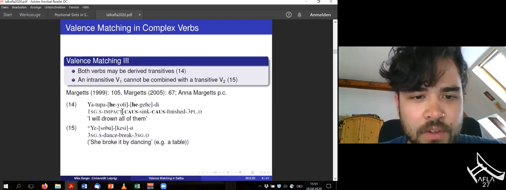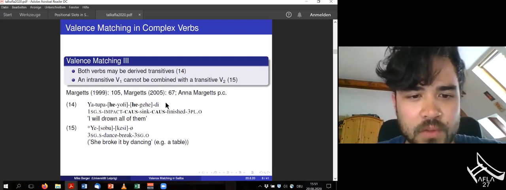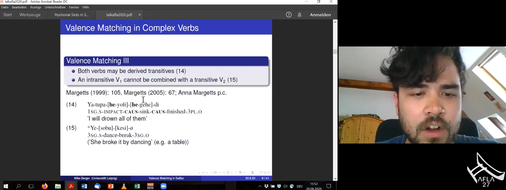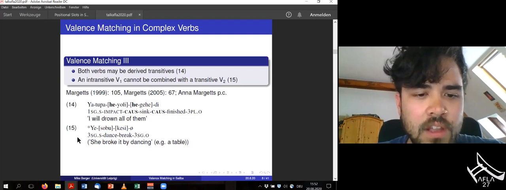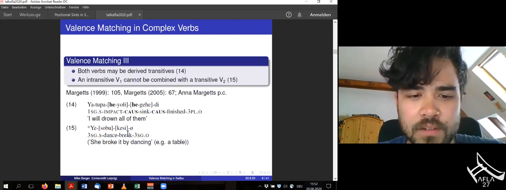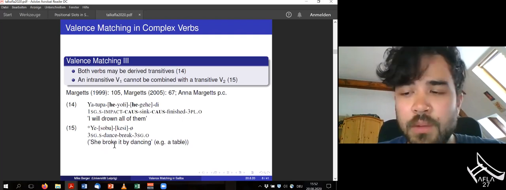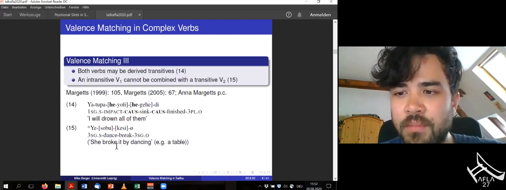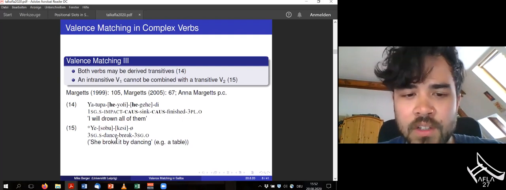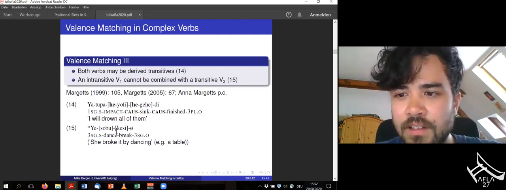14 is just to show you that both verbs can be derived transitive. So we have heyuli and hegehe, derived from sink and finish respectively. You can make both of them transitive and combine them into a complex verb, meaning I will draw on all of them. And 15 is just to show you that you cannot have an intransitive V1 combined with a transitive V2. If you want to say something like she broke it by dancing, for example, a table, you would have to resort to a coordination construction.